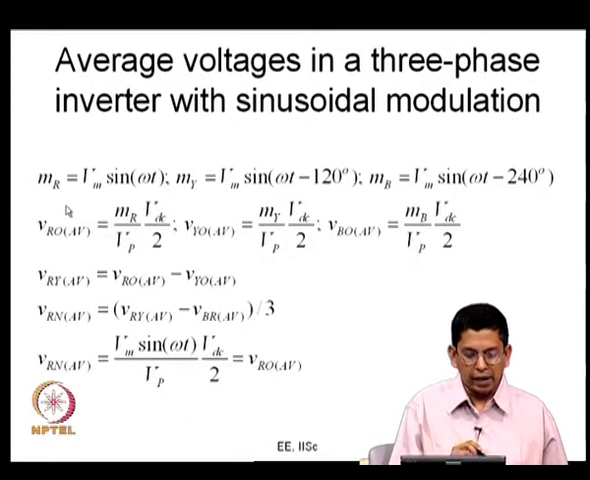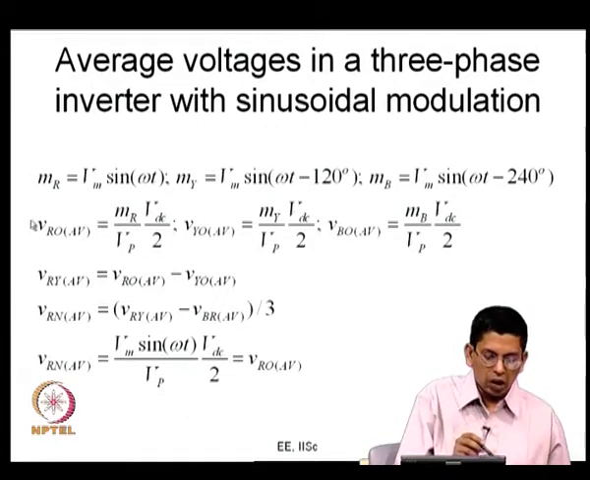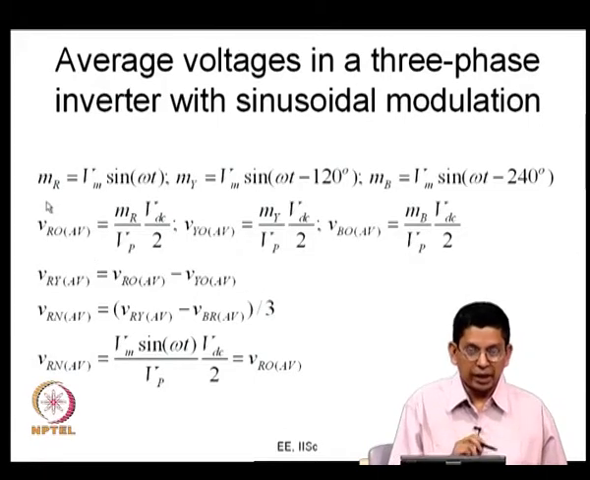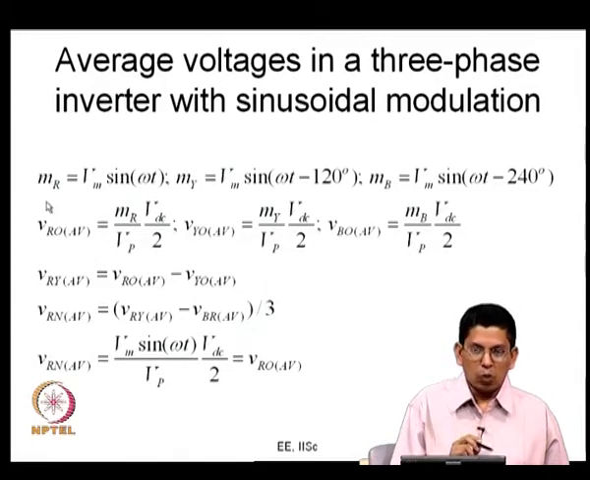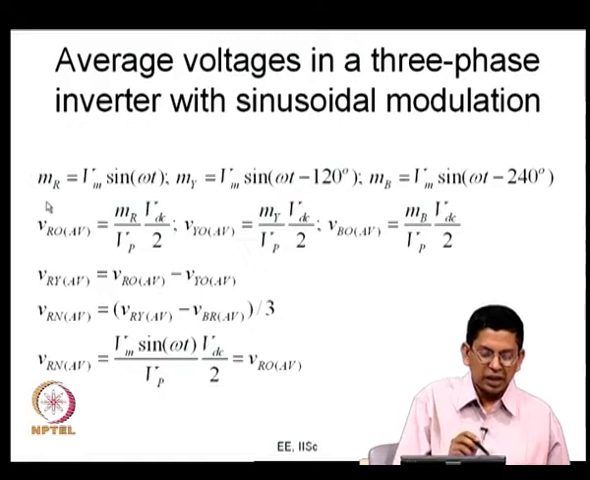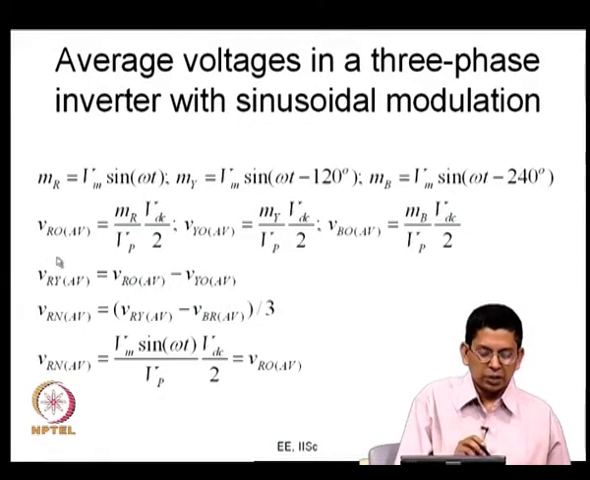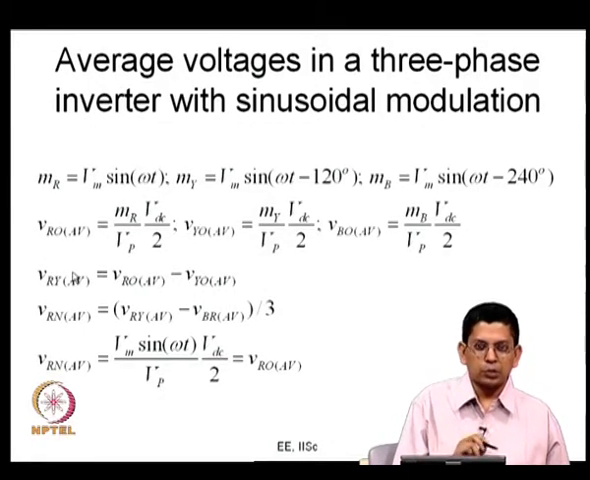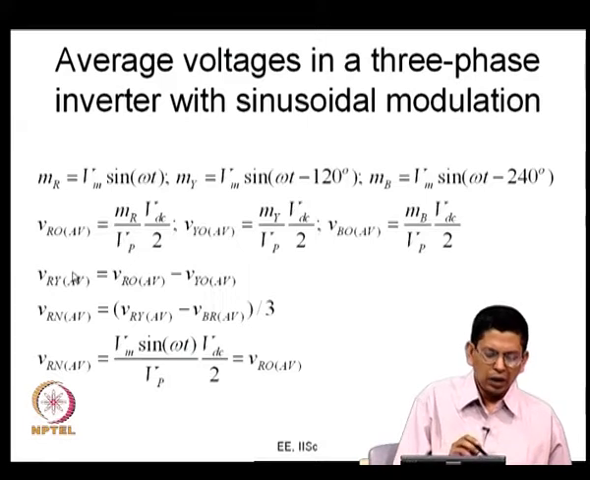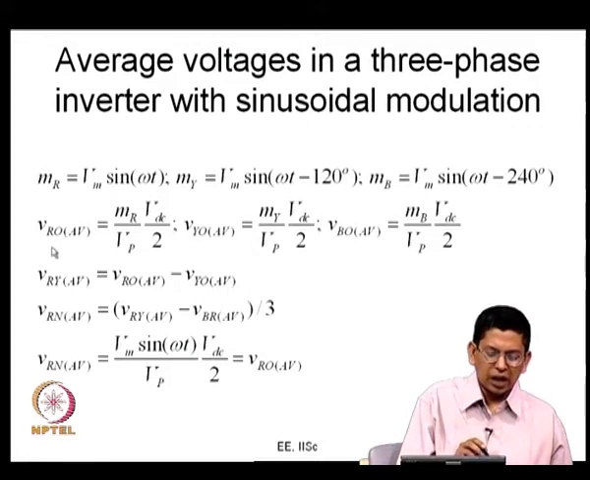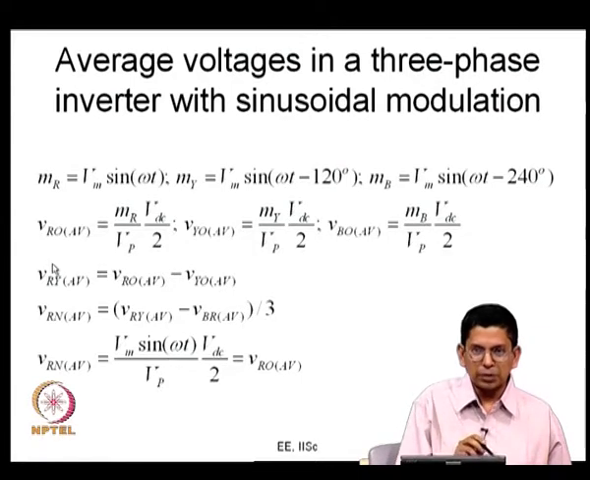Let us look at the so called average pole voltage. Let us break it up. What is pole? Pole is nothing but the midpoint of a leg, because we said every leg is a single pole double throw switch, and pole means midpoint of that. The terminals R, Y and B can be called poles. Now, let us say the voltage at R is measured with respect to O. What is O? O is the DC bus midpoint.